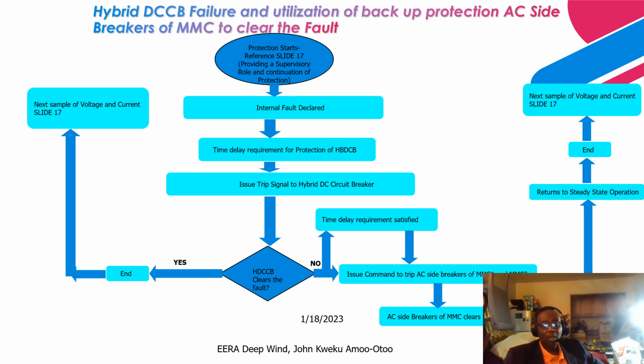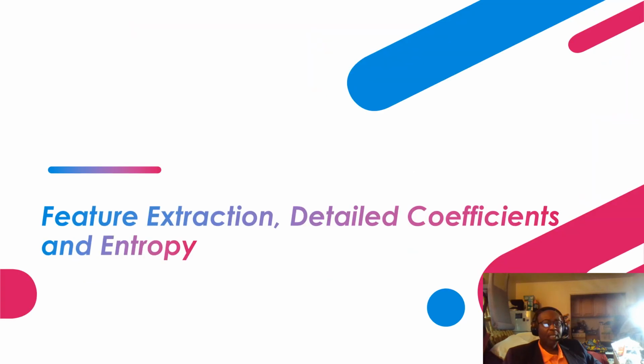On the other hand, if I have a no, then there's going to be a time delay, and after that it's going to issue a command to the AC side breaker to trip. Then if the AC side circuit breaker trips, it clears the fault and returns to steady state operation, and the cycle begins again by sampling the voltage and current signals. Next, we'll talk about feature extraction, detailed coefficients and entropy.